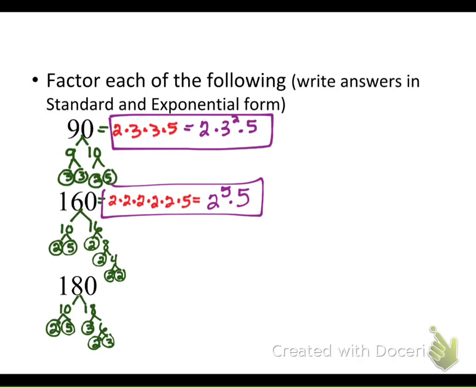I go up to the right. I write my prime numbers in standard form. It's going to be 2 times 2 times 3 times 3 times 5. Exponential form will then be 2 to the second times 3 to the second times 5. And then box your final answer.